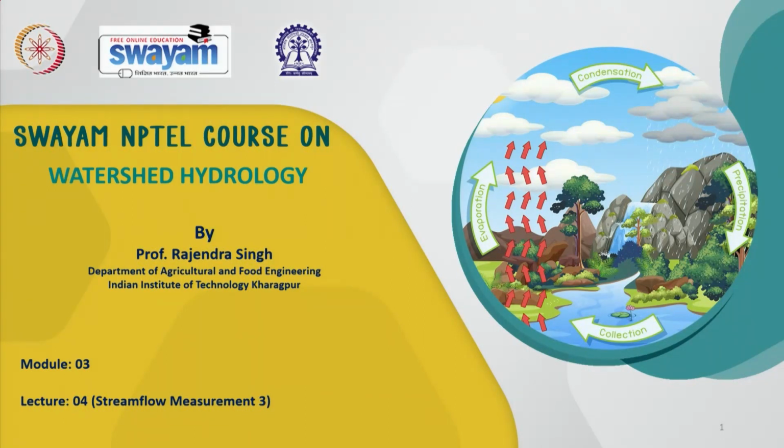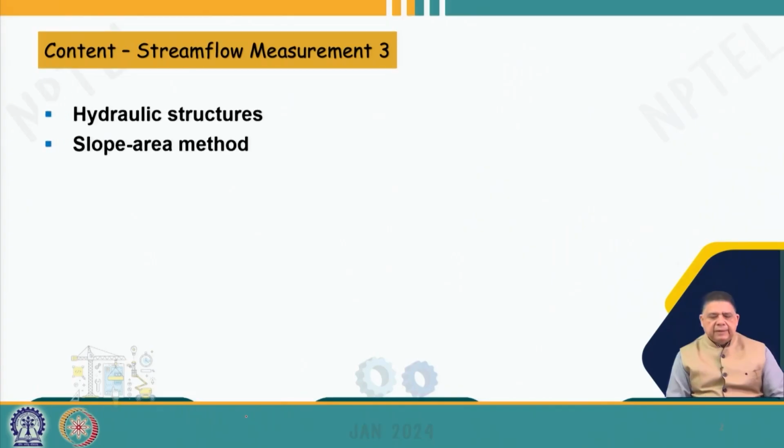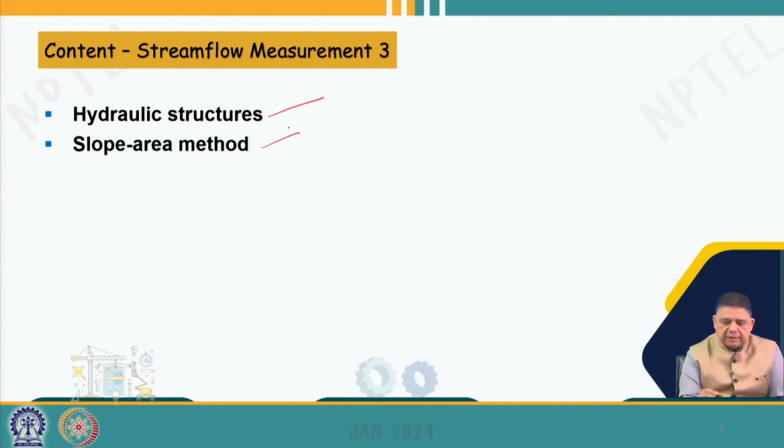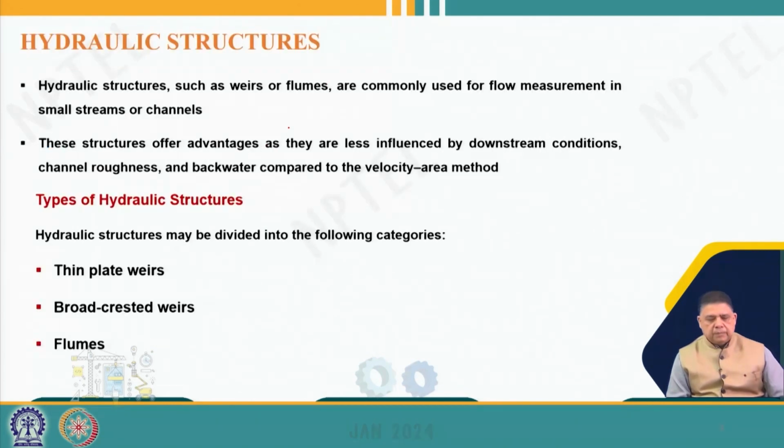We are in module 3, this is lecture number 4, and we will still continue with the streamflow measurement. This is part 3 of streamflow measurement. In this lecture, we will talk about various hydraulic structures which are used for streamflow measurement, and also the slope area method which could be used to determine the streamflow.